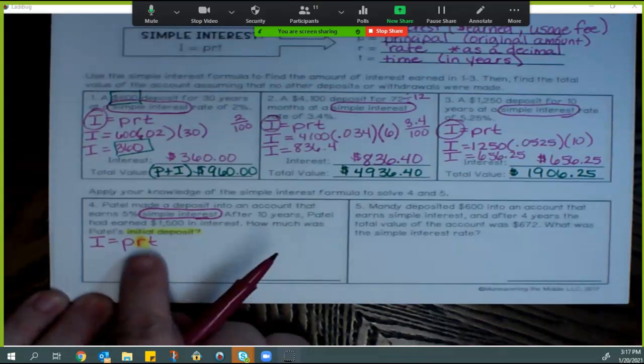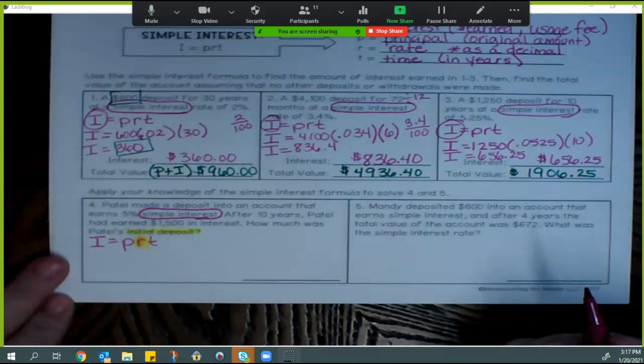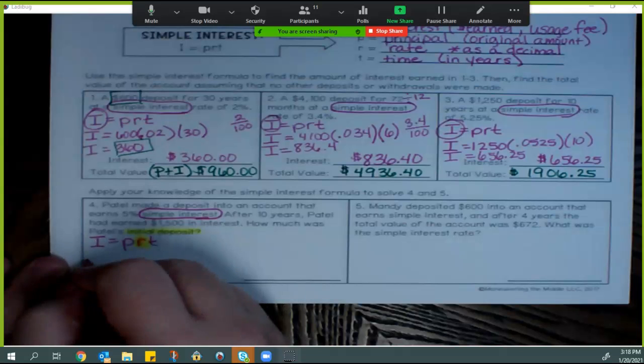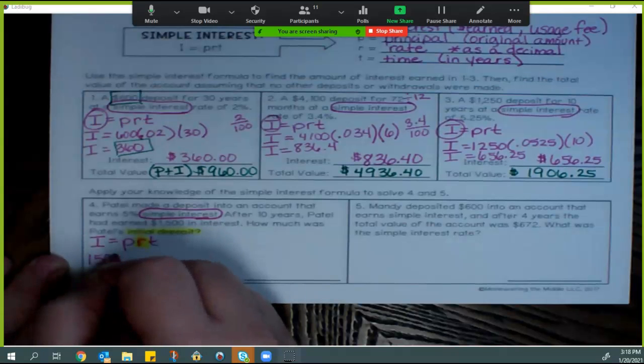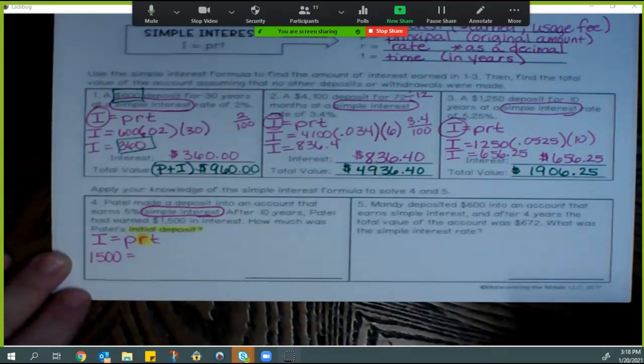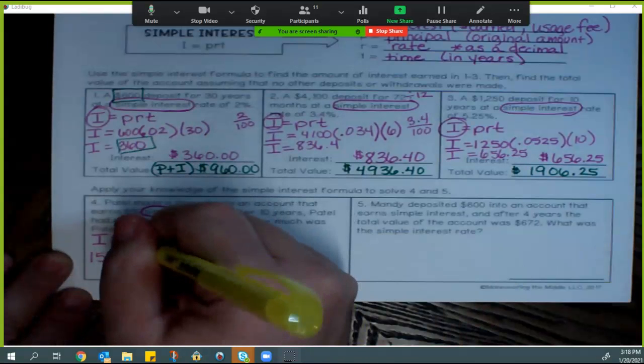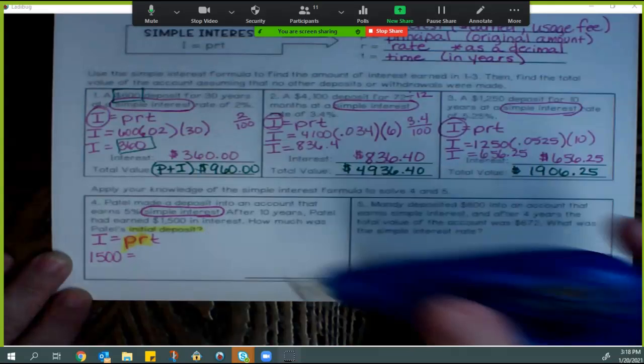All right, since I'm solving for R, I need to substitute in. How much interest did he make? What does it say in the problem? Yes, $1,500. That was his interest. Oh, I highlighted the wrong thing, guys. Initial deposit is the P, the principal. I highlighted the R. Y'all didn't correct me. I made a mistake.